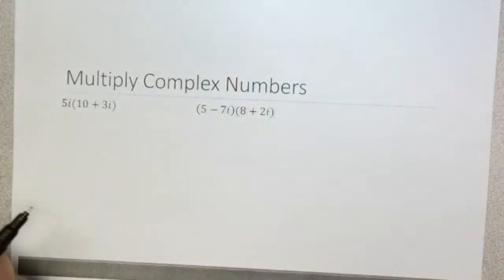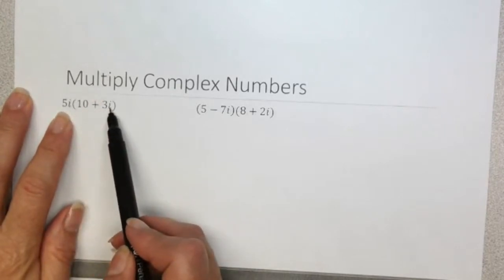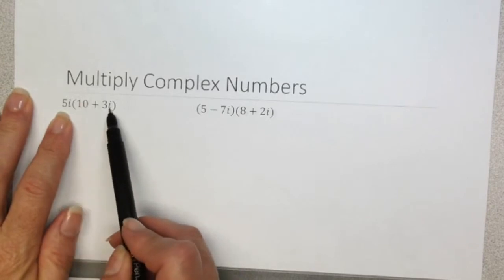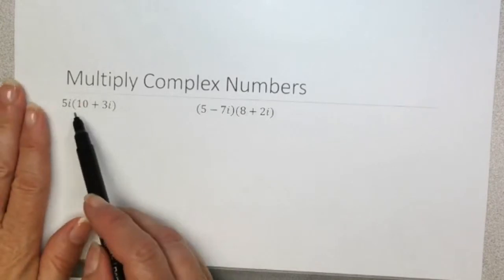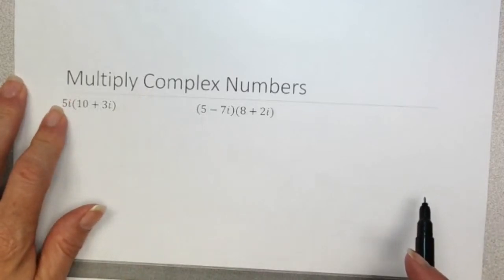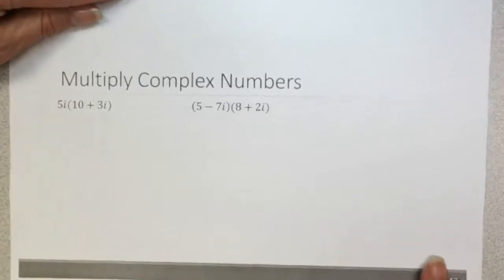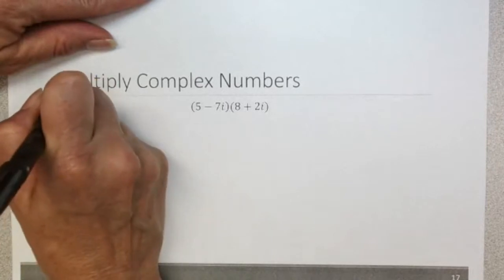We can also multiply complex numbers. When we multiply complex numbers, we want to think about it the same way that we do when we multiply polynomials. Okay, so if we're multiplying this purely imaginary number 5i with this complex number that has a real and an imaginary portion, 10 plus 3i, what we want to do is think about what we would do if we were multiplying a monomial, a one-term polynomial, with a binomial, a two-term polynomial. We want to do the same thing. Or in other words, we want to distribute this 5i.